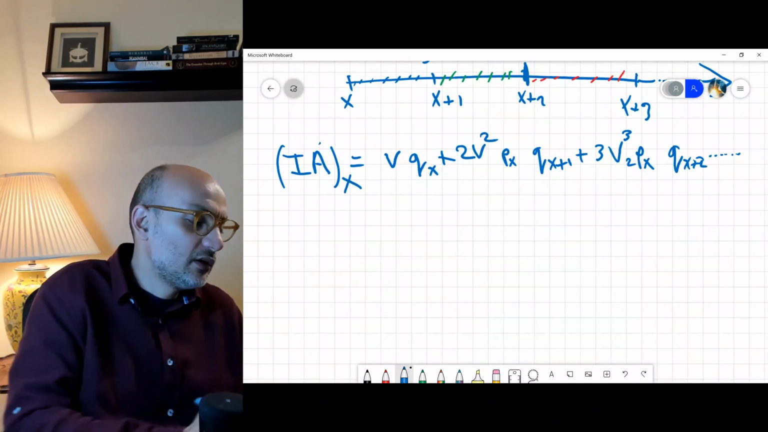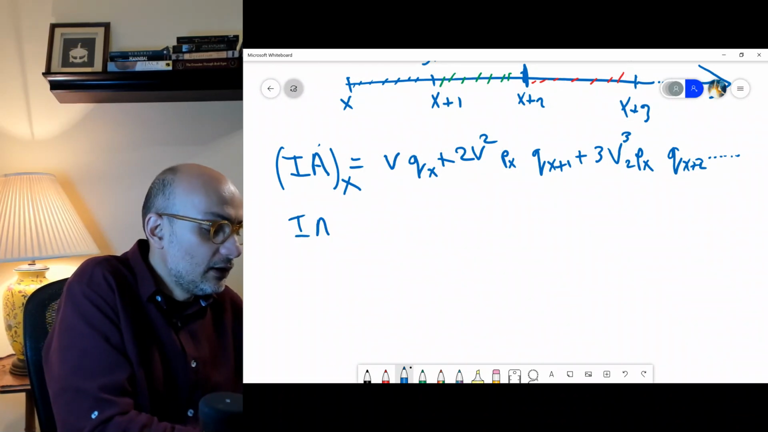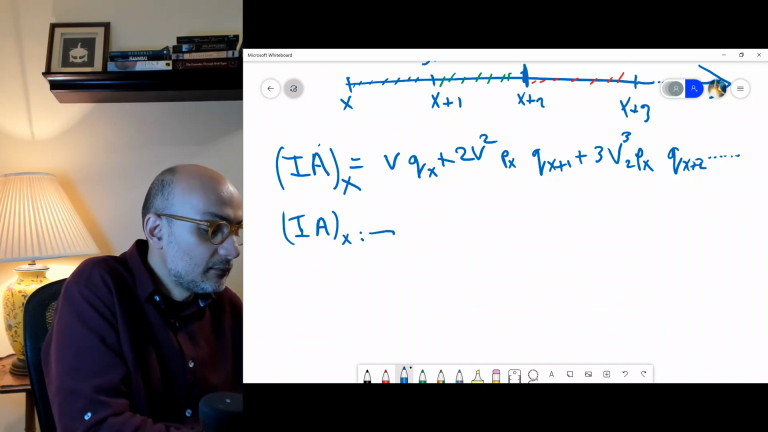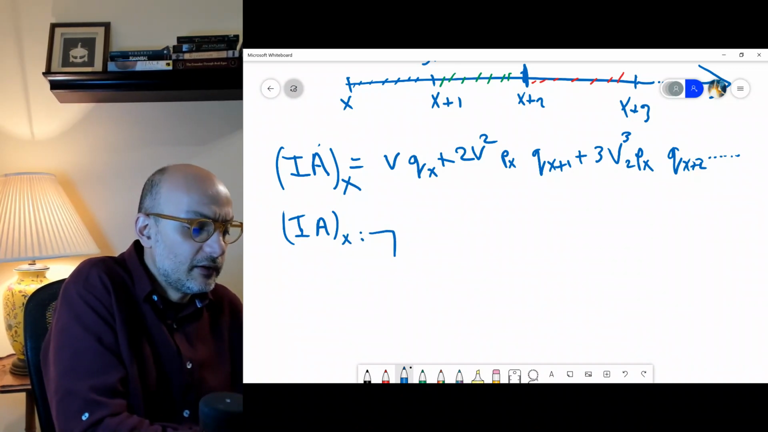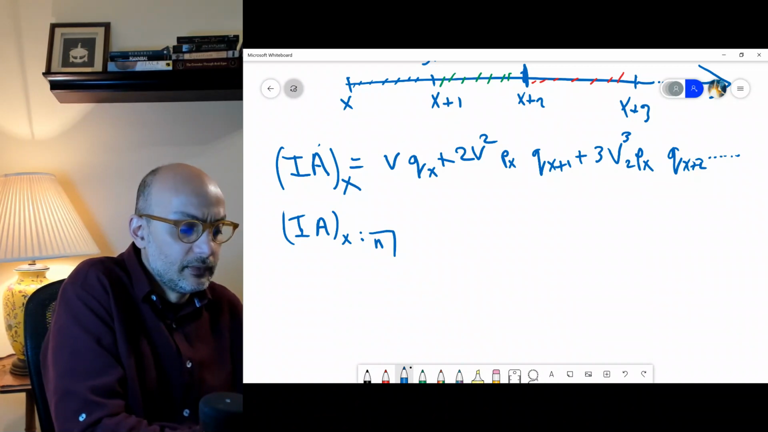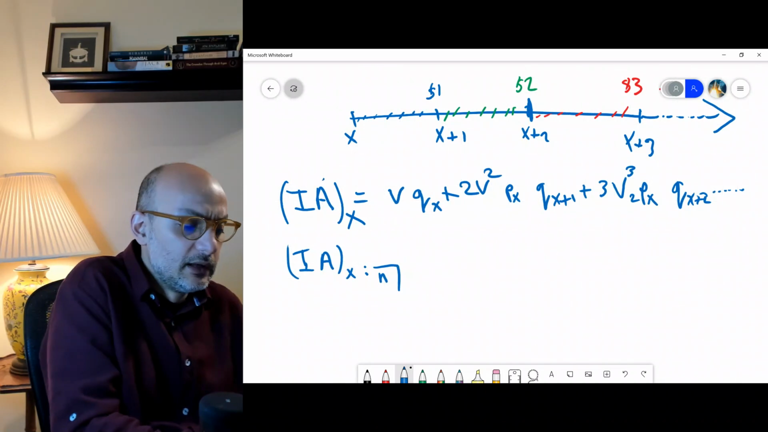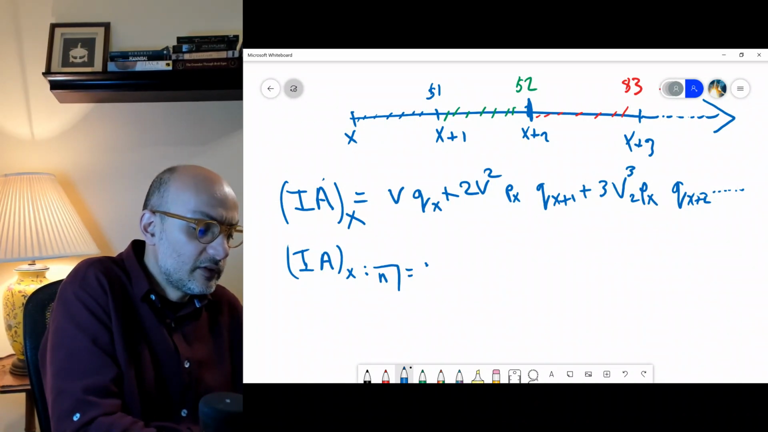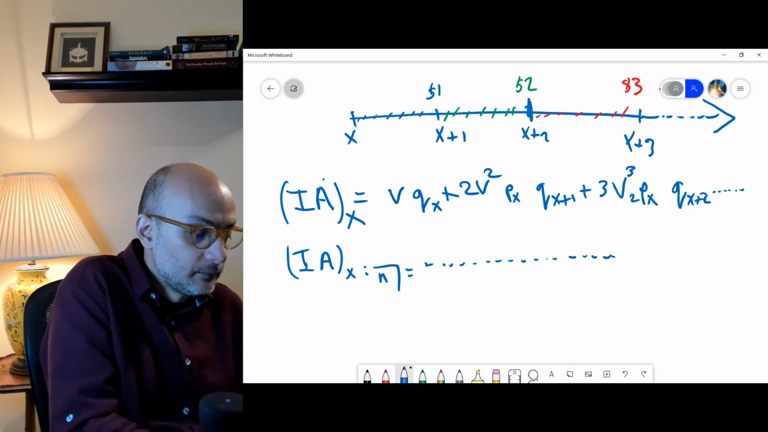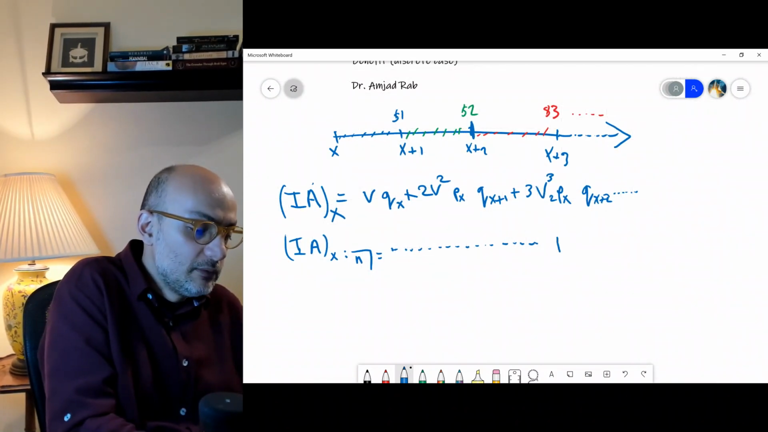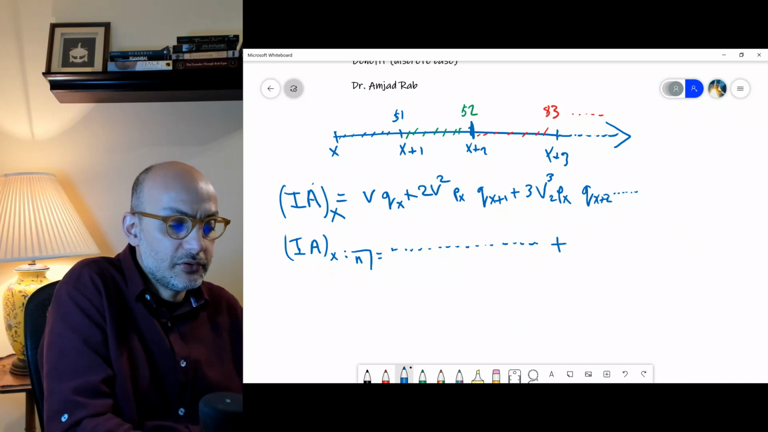A variation of this one is when you need to calculate (IA) for x, discrete, but not forever. It's up to point n. This is very easy because you just stop at time n. So it's the same logic, everything here is the same. But the last term will be different, and it's very important to look at the last term.